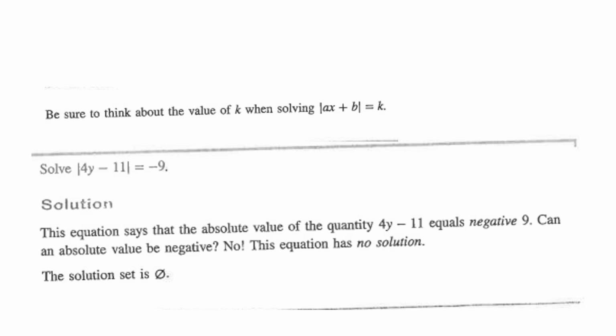Now, before we go on to the next example, be sure that you think about the value of k whenever you're solving an equation that looks like the absolute value of ax + b, end of the absolute value, = k. Because let's talk about this example. Solve the absolute value of 4y - 11 = -9. Well, this equation says that the absolute value of 4y - 11 equals negative 9. Can an absolute value ever be negative? No. That means this equation has no solution, and the solution set is the null set.